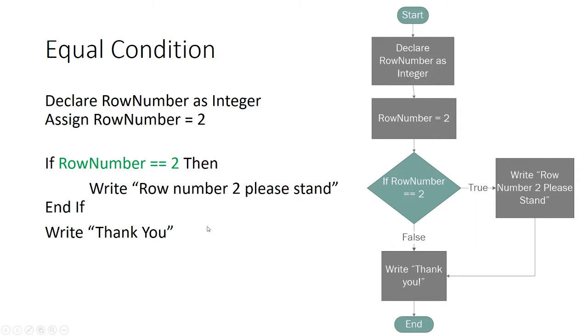And here's a flowchart that shows the evaluation of an if statement. Row number is an integer, and we're going to assign row number a value of 2. In a flowchart, we could say if that row number is equal to 2, we want to write out a message: everybody in row number 2, please stand. Otherwise, we just want to write out a message that says thank you. And we want to write out that thank you message after row number 2 stands. Now, this code is not really shown in Java. It's more of a pseudocode.